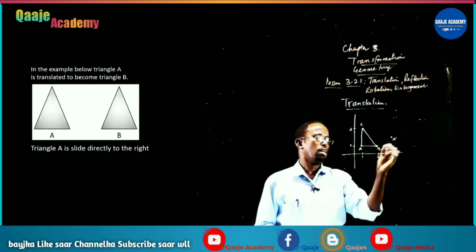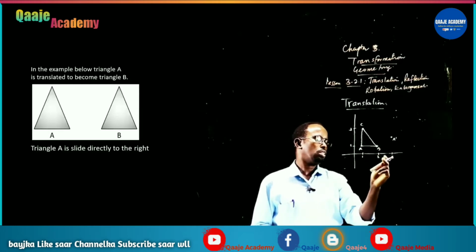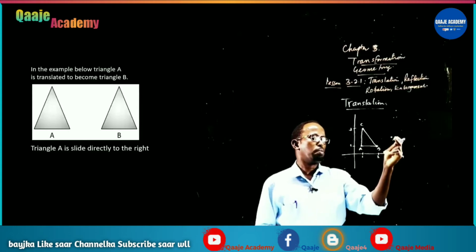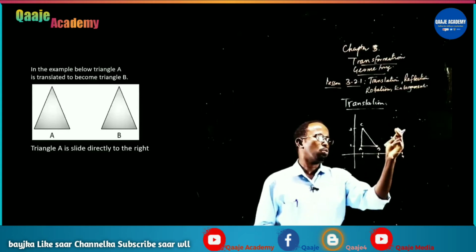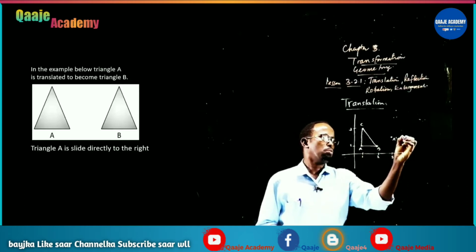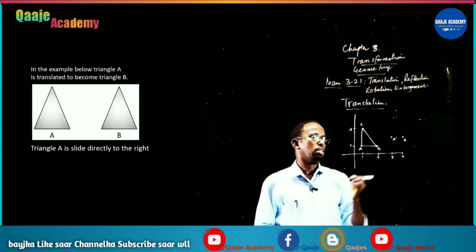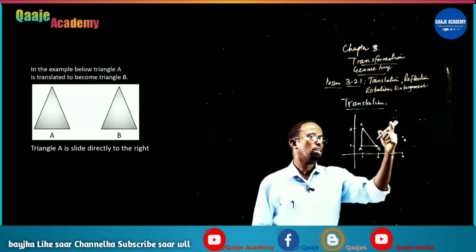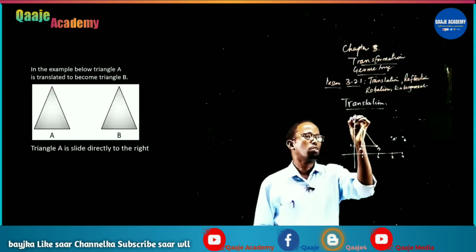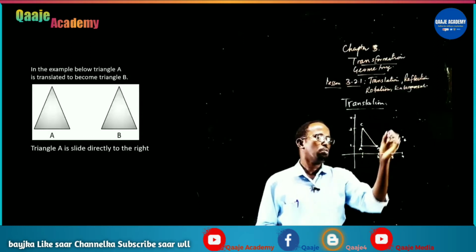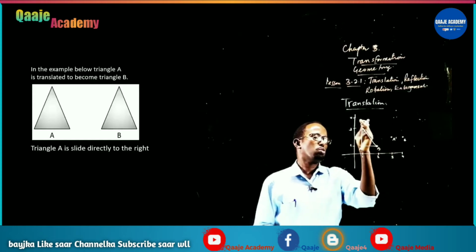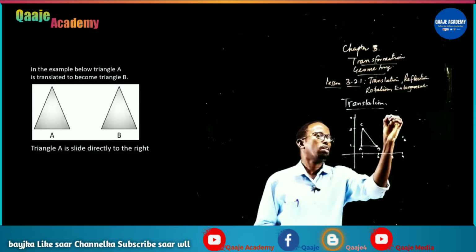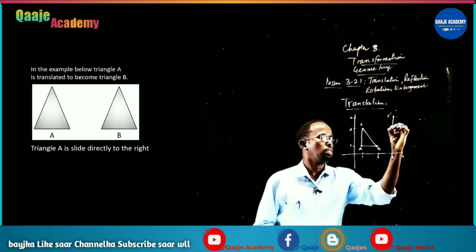Then B prime will be 2 steps to the right, that is 2 plus 2, which is 4, and then 1 step up, meaning plus 1. That is where B prime will be. And then C: 2 steps to the right is 1 plus 2, you get 3, and then 1 step up, you reach 4. So this is C prime. Then you join the points.